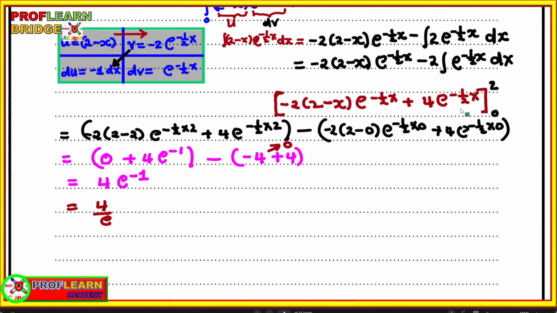So this reduces to this, and the limit of integration is from 0 to 2. Substituting the values, you realize that we are going to have our final answer as 4 over e, because anytime you have negative 1 over 2 times 0, that's going to be e to 0, and e to 0 is 1. That's why we are going to have these values here.